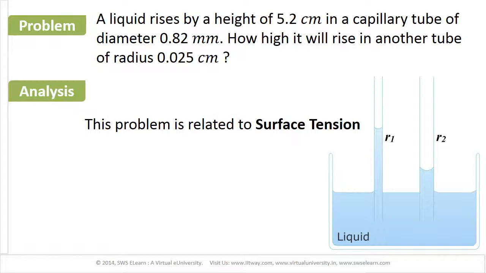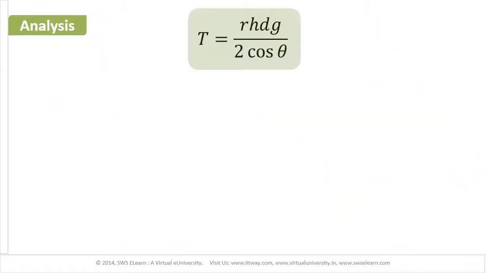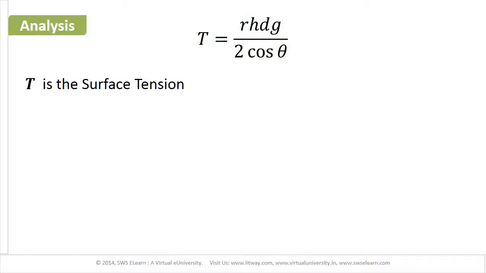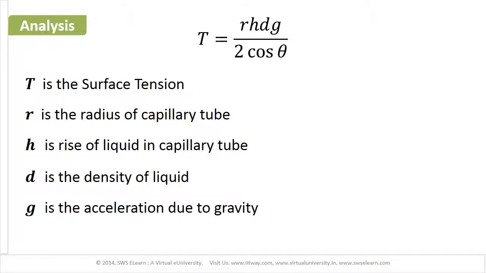The equation which connects surface tension with other parameters of the liquid in a capillary tube is surface tension capital T is equal to R into H into D into G upon 2 cos theta. In this equation, capital T is the surface tension, R is the radius of capillary tube, H is a rise of liquid in capillary tube, D is the density of liquid, G is the acceleration due to gravity, and theta is the angle of contact.